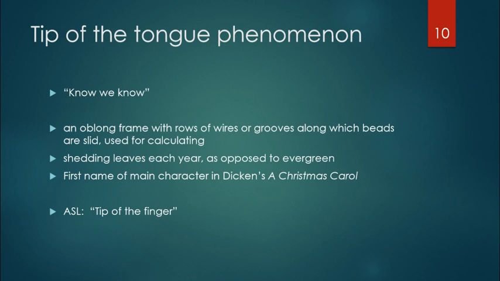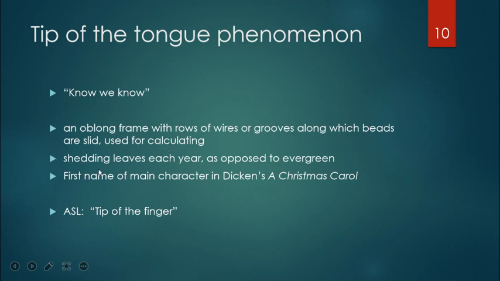This is actually something that's been studied quite extensively in the memory literature. We have some examples here on the slide. These are some of the examples that are typically used in tip of the tongue experiments to induce a tip of the tongue state in a laboratory. So let's see if these examples can induce a tip of the tongue in any of you guys. First one here: an oblong frame with rows of wires or grooves along which beads are slid, used for calculating. Does anyone remember what that is? The answer there is abacus.